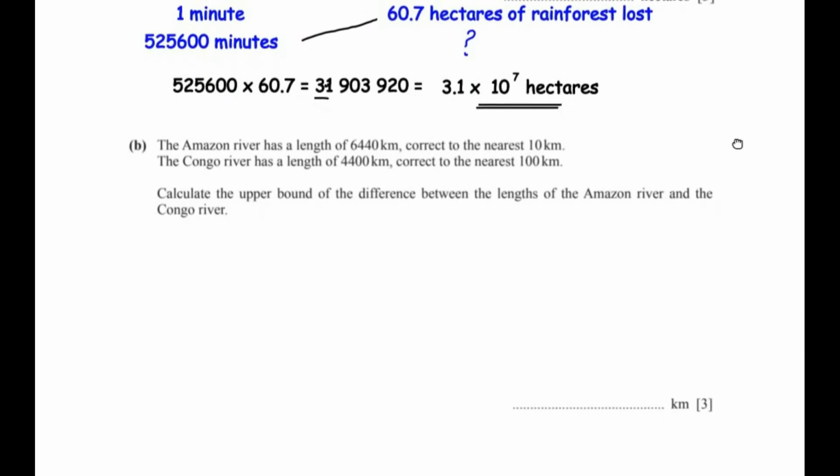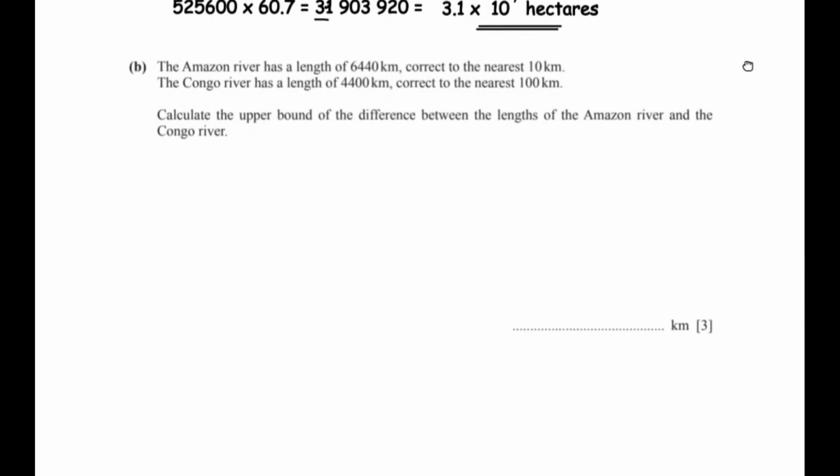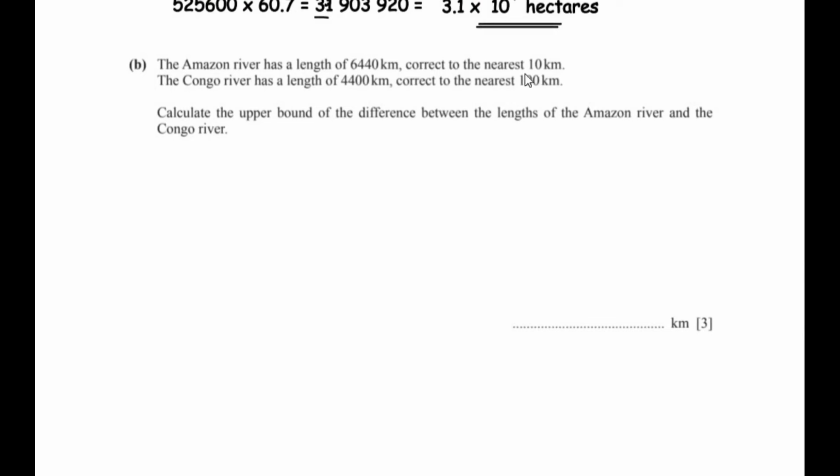The Amazon river has a length of 6,440 km, correct to the nearest 10 km. The Congo river has a length of 4,400 km, correct to the nearest 100 km. Calculate the upper bound of the difference between the lengths of the Amazon river and the Congo river.